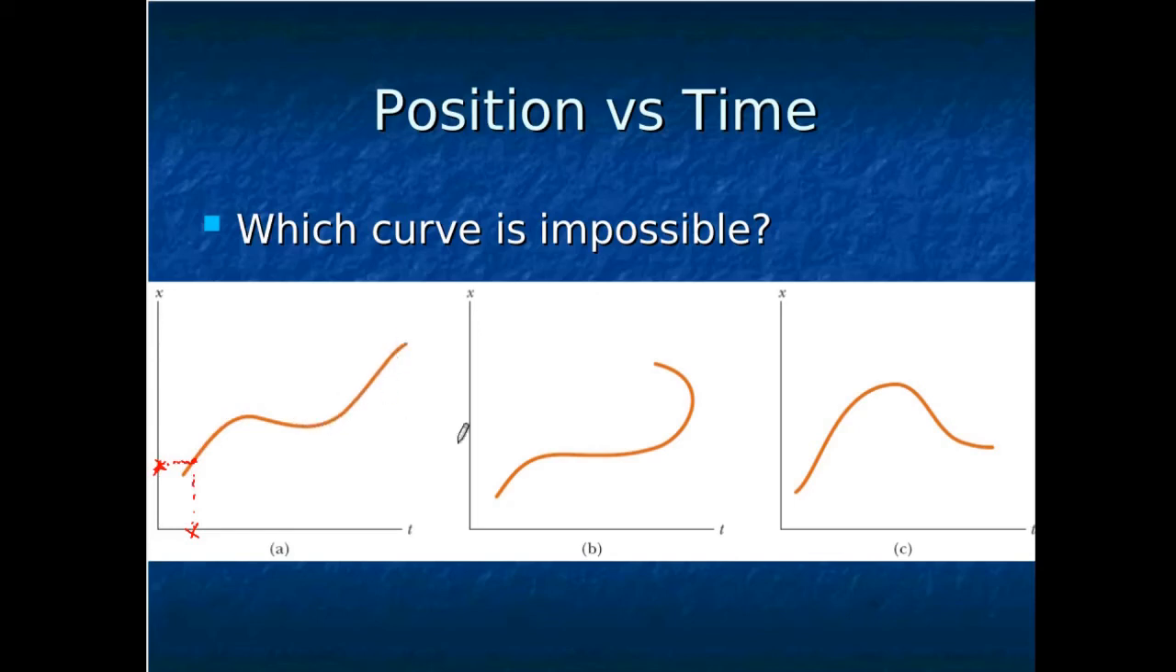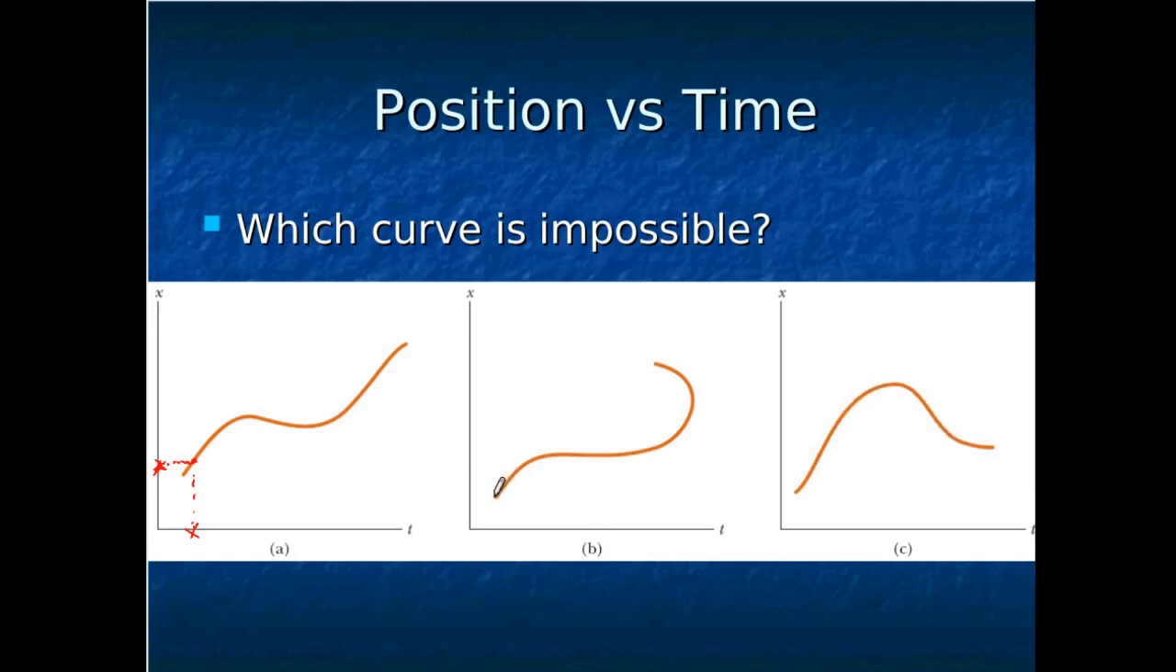That makes sense. I'm going to skip this one, which is sort of a hint. This is the one that is the impossible one. This one, again, answers the question, where is the object at different times? It's there, it's there, it's going forward, it's stopping, it's turning around again. That one makes sense too. There's nothing wrong with that.